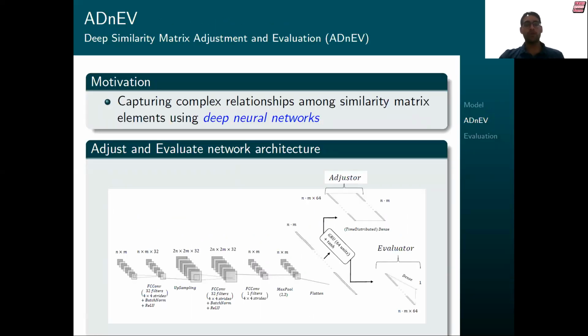The motivation for our proposed adjust and evaluate algorithm is to capture relationships among matrix elements using deep neural networks that are not captured using human-designed rules and heuristics. To do so, we designed a multitask neural network that both adjusts and evaluates similarity matrices, as the similarity matrices that we use are generated by state-of-the-art heuristic schema matchers.